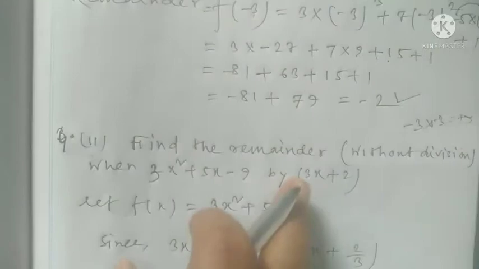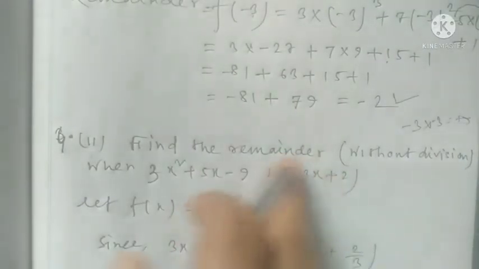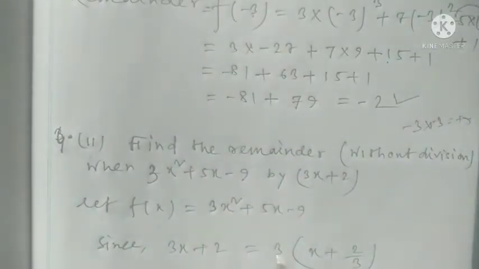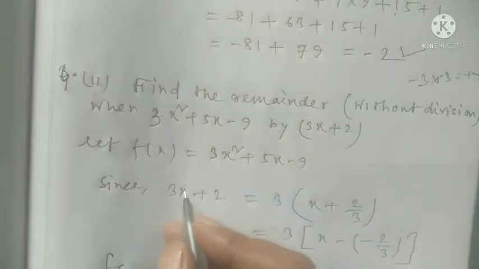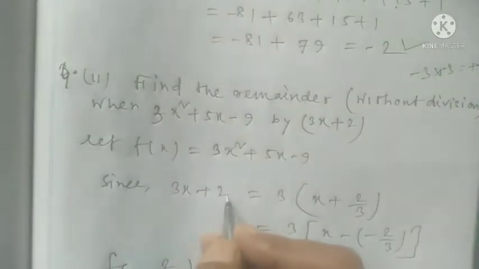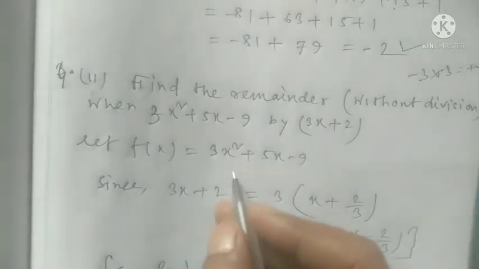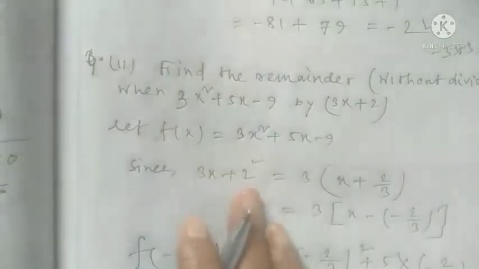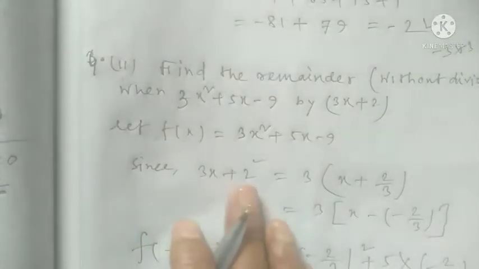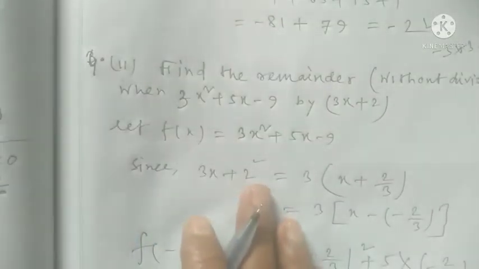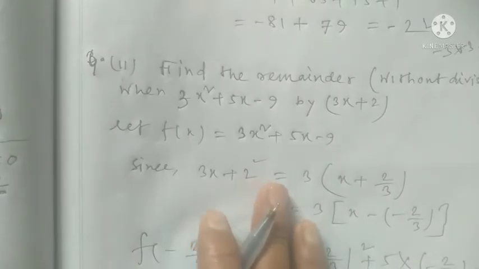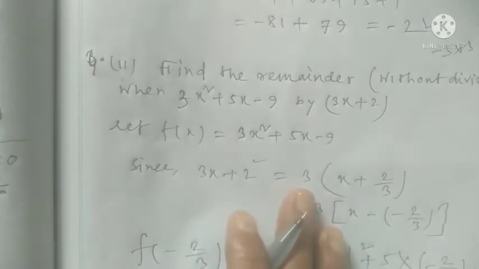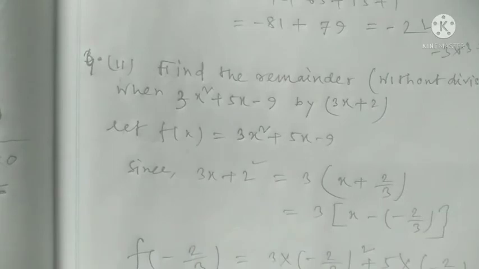When the divisor is present in this form, you have to use the same formula. First of all, you have to take 3 common from both terms. There is a 2 there, and no other number, only 2. So how do we get 3 as common? Why take 3 common is a very important question.